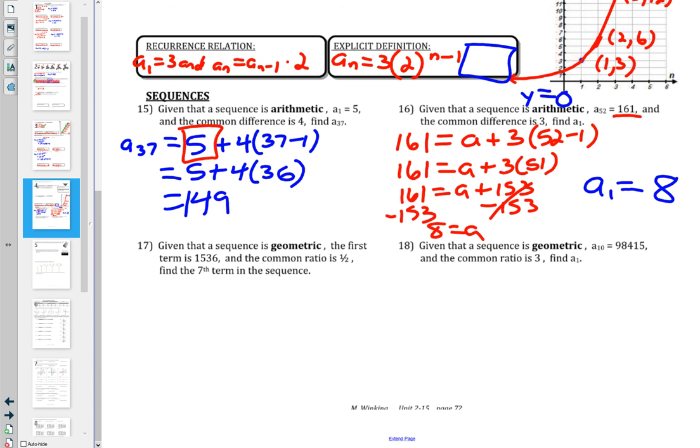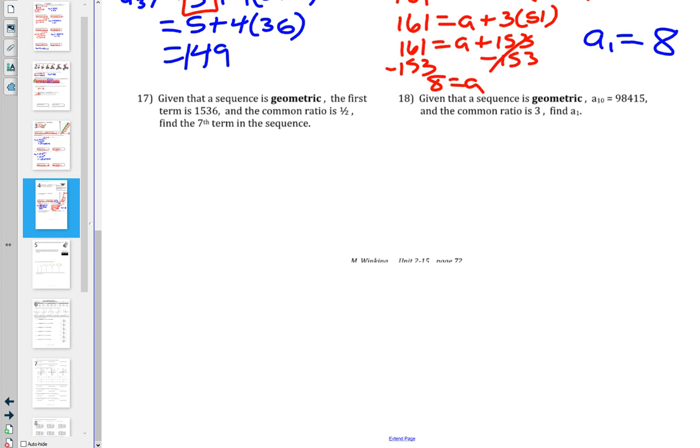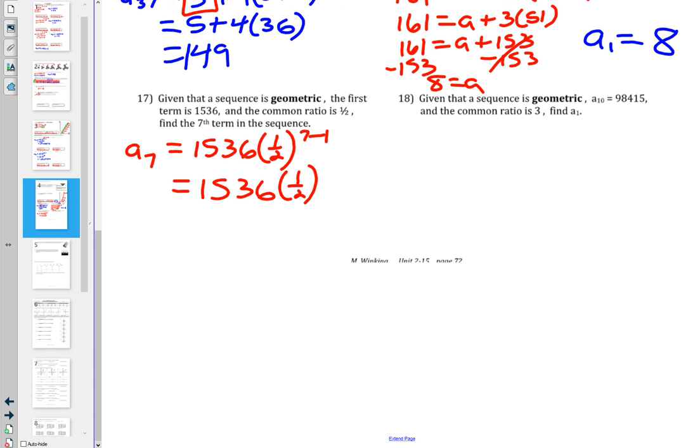Any questions so far? Ingrid? Okay, given that a sequence is geometric and the first term is 1536 and the common ratio is 1/2, find the 7th term. So let's just find the 7th term. The 7th term is the first one times the common ratio, which is 1/2 to the power of n minus 1, which is 7 minus 1. So that's 1536 times 1/2 to the 6th power.